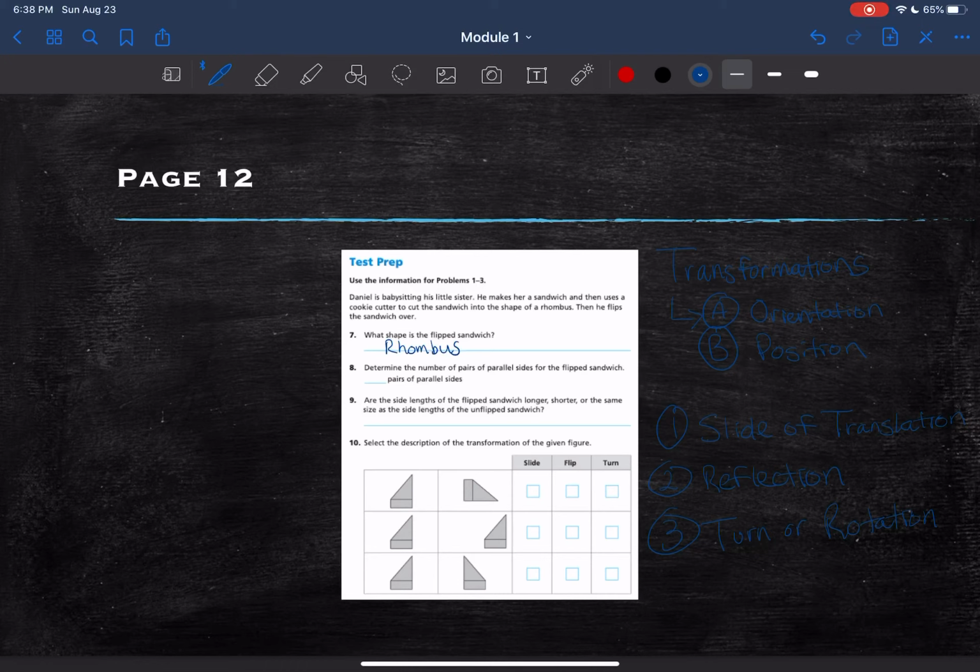Determine the number of parallel lines for the flipped sandwich. All right, well, a rhombus looks like this. And it has 2 pairs of parallel lines. So these would make the pairs, so it'd have 2 pairs of parallel lines. Are the side lengths of the flipped sandwich longer, shorter, or the same size? Again, if it's a translation, all the side lengths will stay the same.